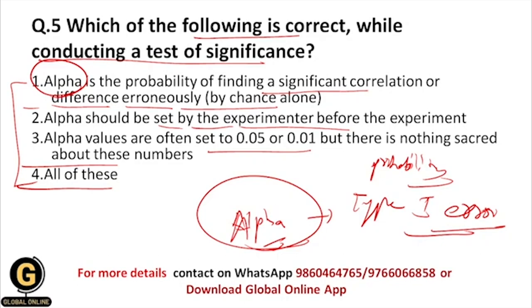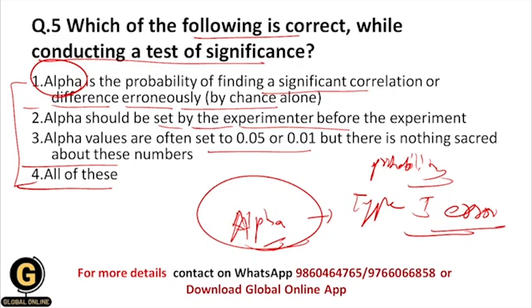All of you getting? Because this is the probability of occurring a type 1 error, ultimately this is the probability of finding a significant correlation between the variables or difference between the variables, but by chance alone. All of you getting? And as well, there are some common values for alpha, and the experimenter or researcher should set these values before the experiment, because they will understand exactly what will be the results of their research.